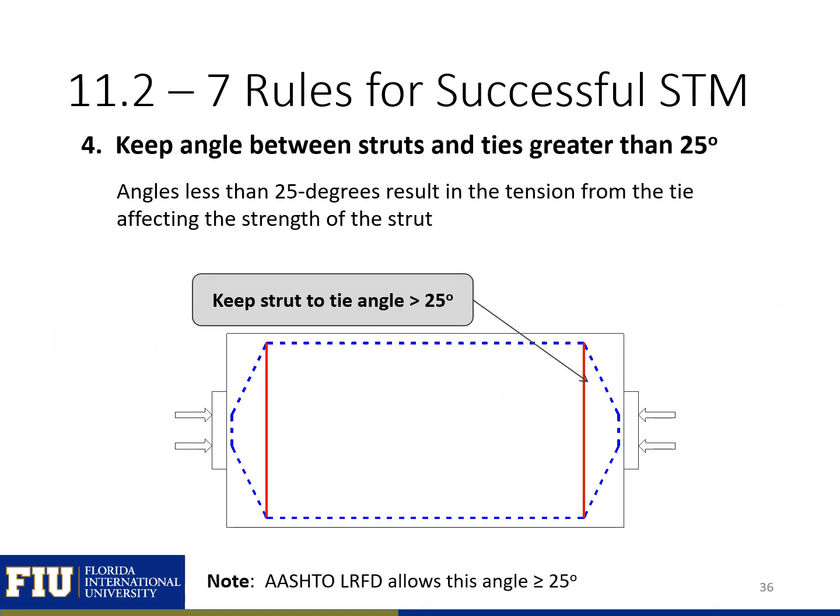The next thing that we need to do is make sure that the angle between our struts and our ties is greater than 25 degrees. So the angle here between our strut and our tie needs to be greater than 25 degrees. If we have an angle less than 25 degrees, the tension force from our tension tie is going to affect the behavior of our strut. So the codes will limit this angle and require it to be greater than 25 degrees.